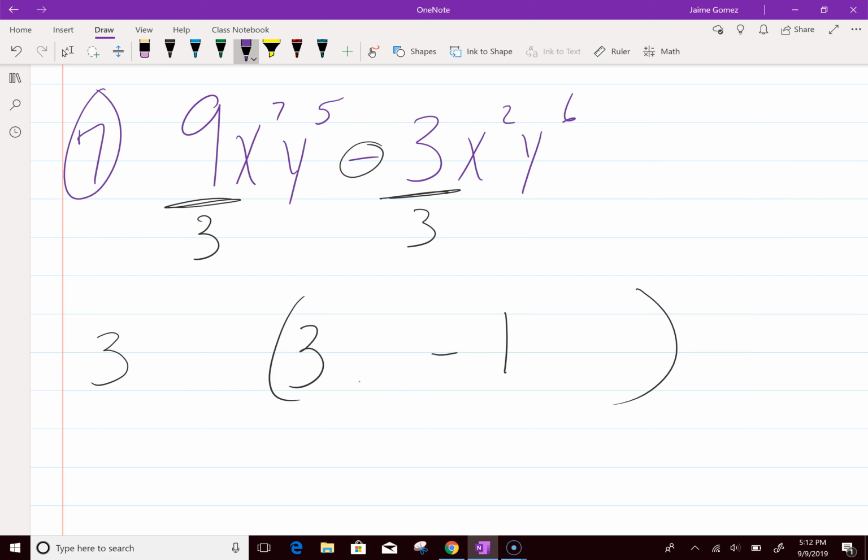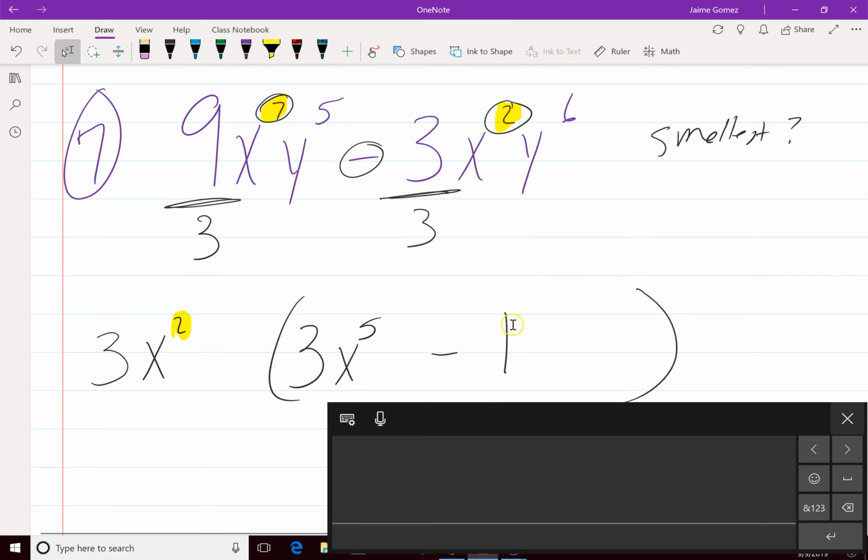Now the x's. I have 7 x's here and 2 here. Which one's the smallest? The 2 is, so take out 2. If I have 7 x's here, but I'm taking away 2, 7 minus 2 is 5. I still have 5 more x's left there. If I have 2 x's here, and 2 here, well, 2 minus 2 is 0. I have no more x's over here. No more x's. They're gone.